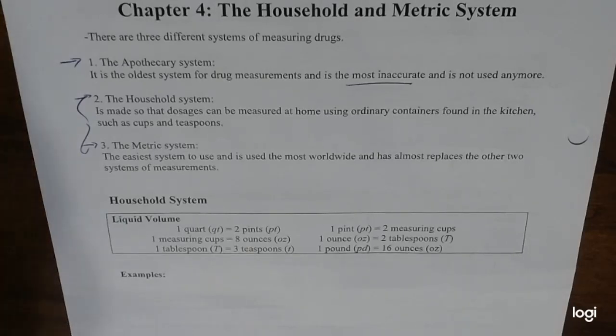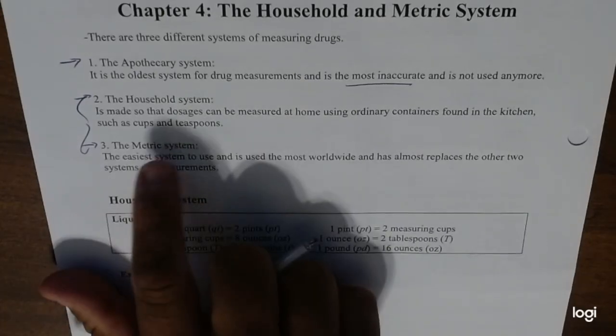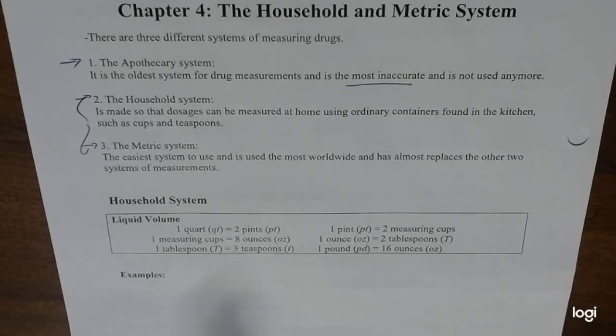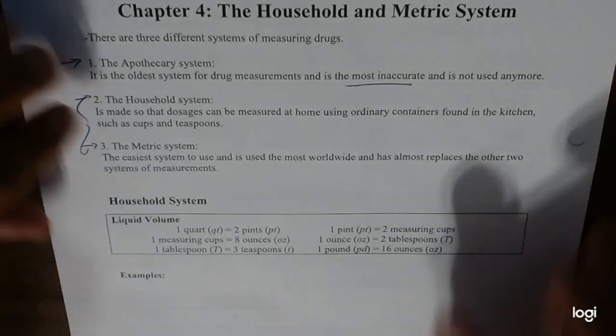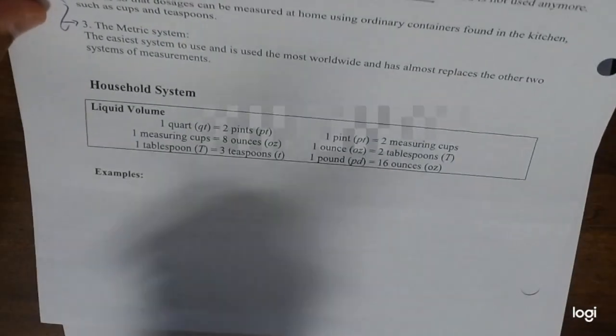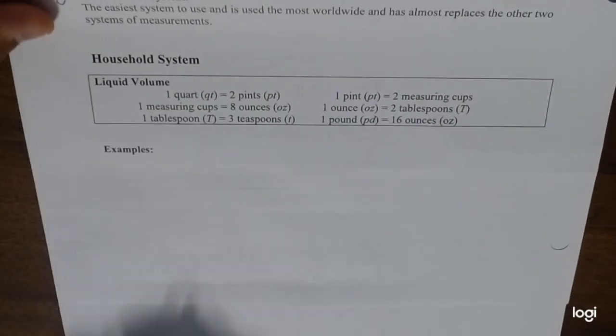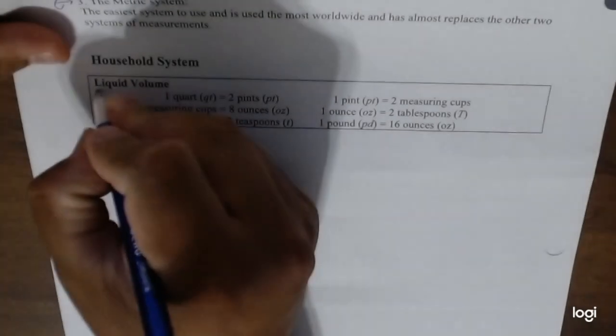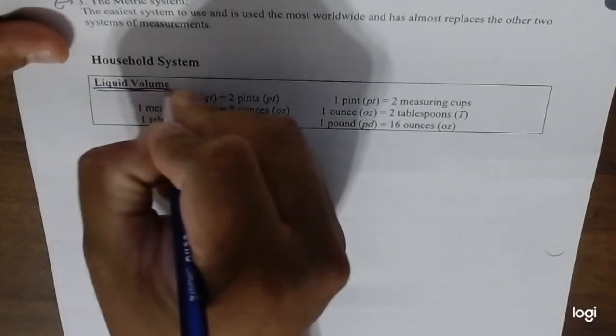But once you go into the medical field and nursing, you'll see that the metric system is used pretty much on a daily basis. We'll talk about how that works out in a little bit as well. So this chapter is broken down into 2 things: household systems and metric systems, and then going from one to the other. When it comes to household systems, we're going to talk about liquid and also dry. First, we'll talk about the liquid volume.